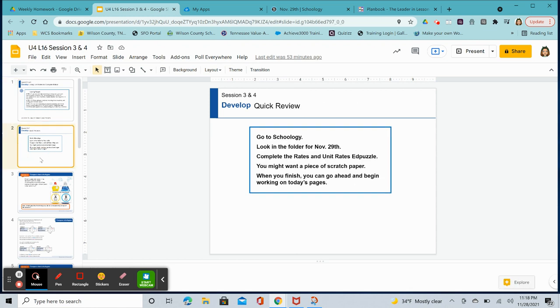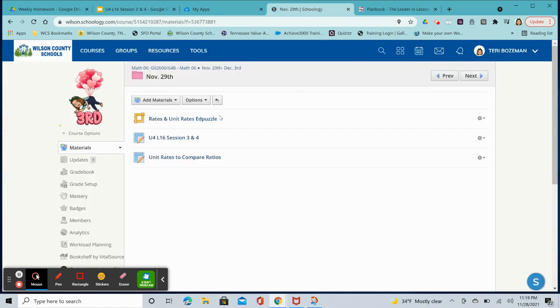The very first thing you're going to do after you open this is go back to Schoology. Look in the November 29th folder. Complete the rates and unit rates ed puzzle. You might want a piece of scratch paper. When you finish, you can go ahead and begin working on today's pages. So that ed puzzle is right here, the very first thing on your list of assignments.